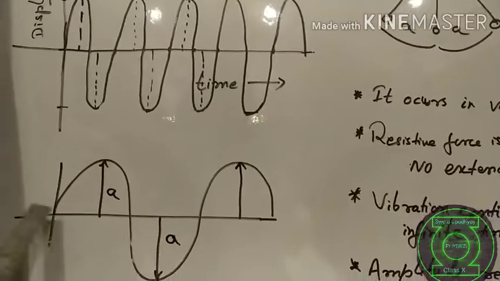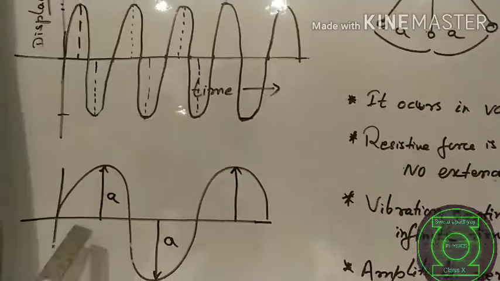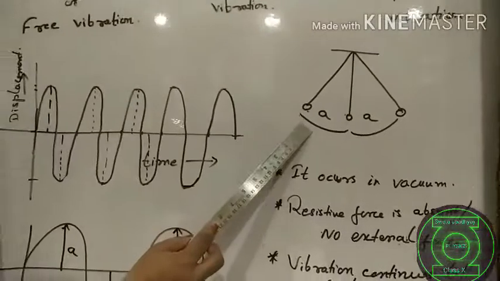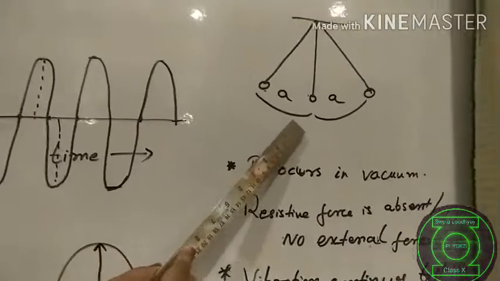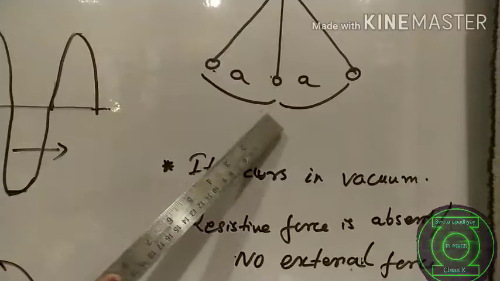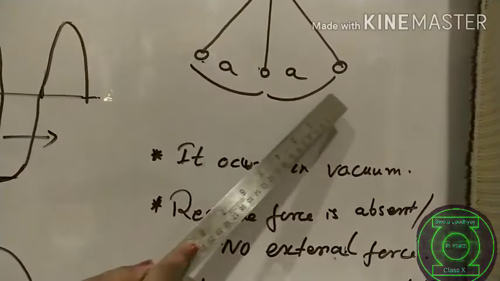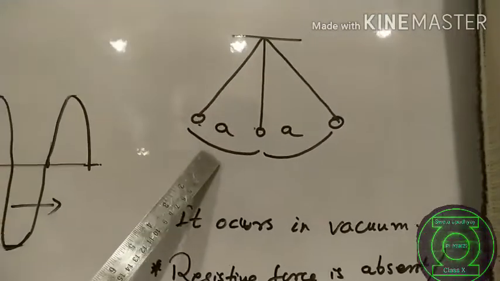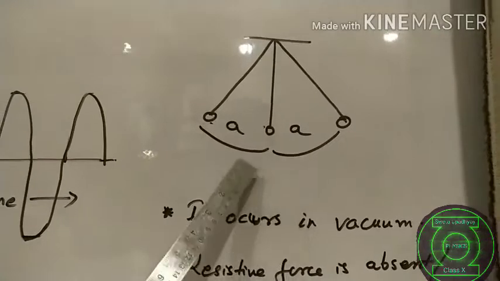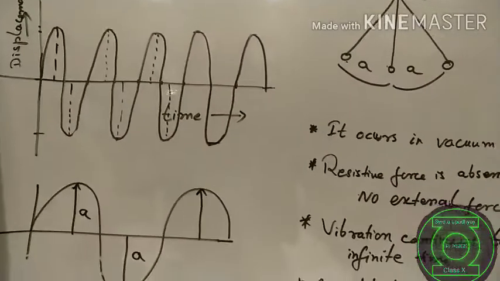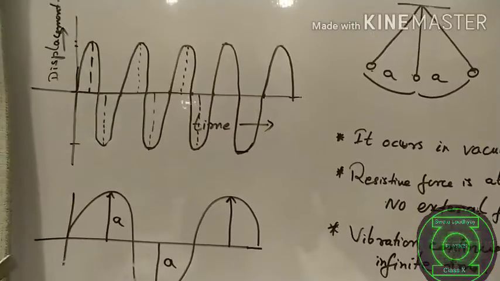If we are considering a simple pendulum, suppose here we have the bob and it swings towards one end and the other end, suppose the left end and the right end. The maximum distance it travels is the amplitude. So the amplitude remains constant in a natural or free vibration. There is no resistive force.